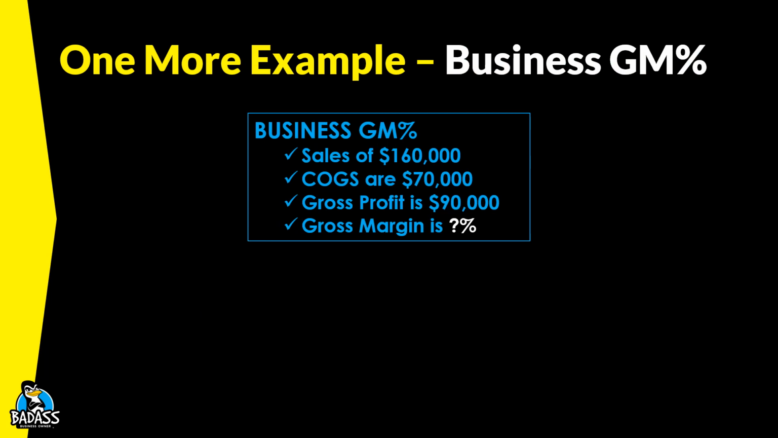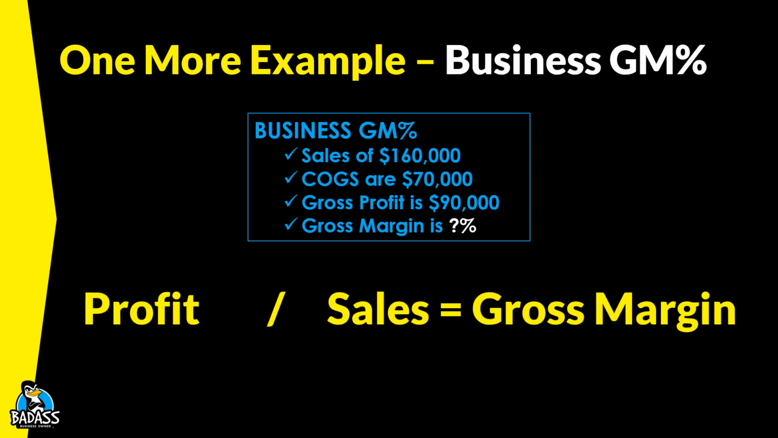Now, by the way, you can also do this not only for each of the products that you sell. I also recommend that you do it for your entire company, and I'm going to explain why in a minute. So let's just take the same business and look at it from a bigger scale. They do sales of $160,000. Their cost of goods for the year was $70,000, which means they had a gross profit of $90,000. So based off of that, what was their gross margin before their expenses and before anything else?